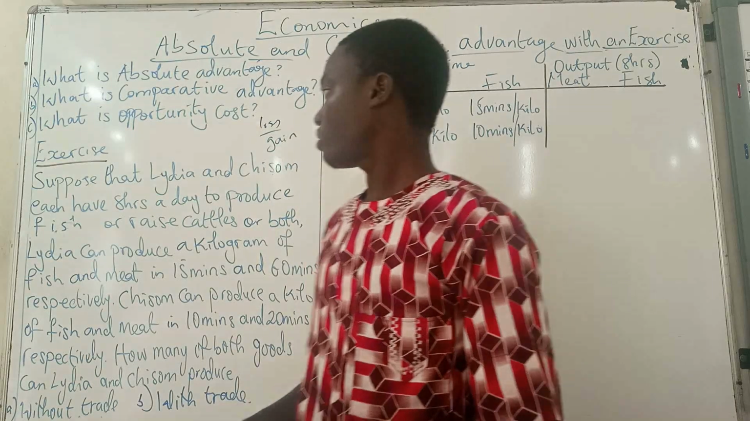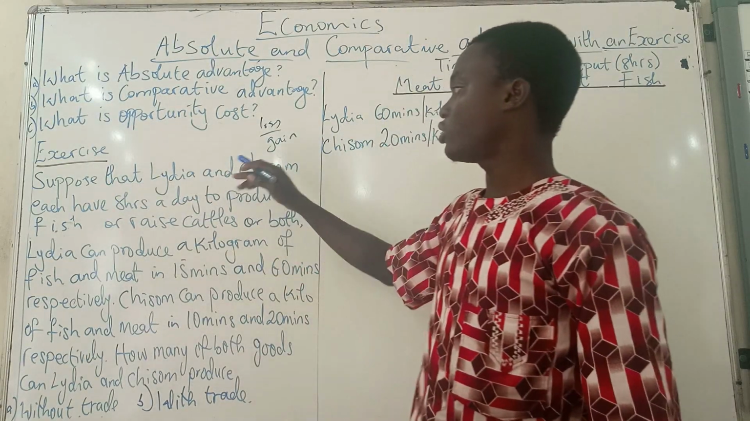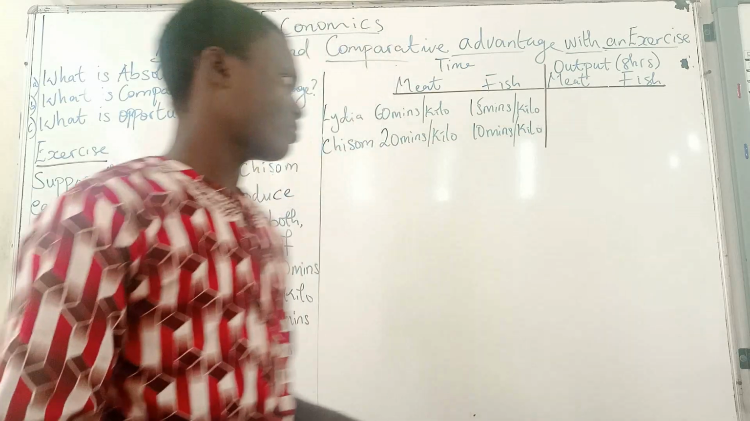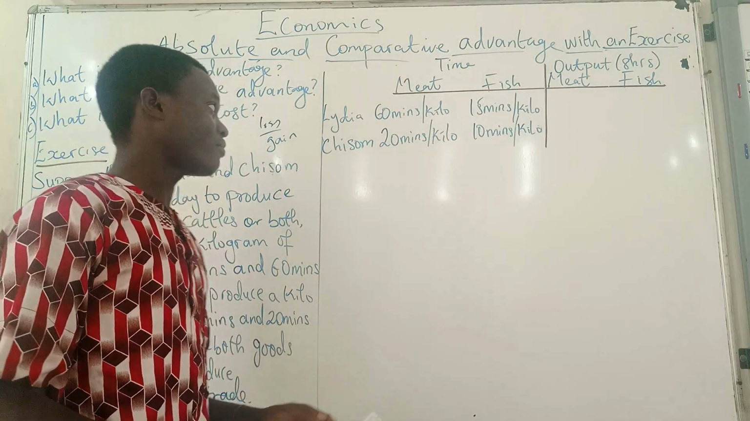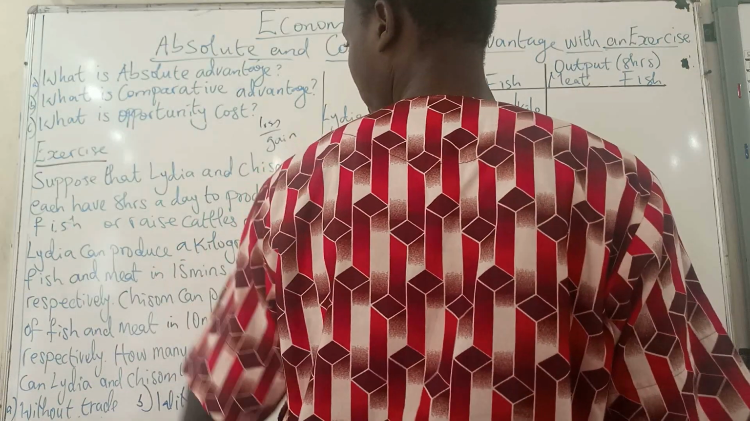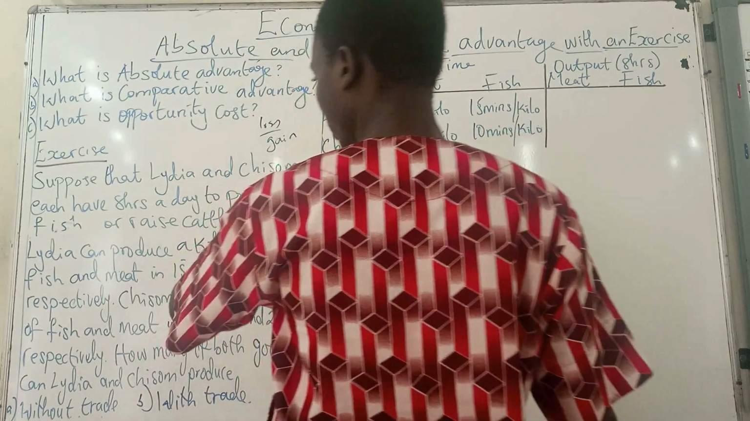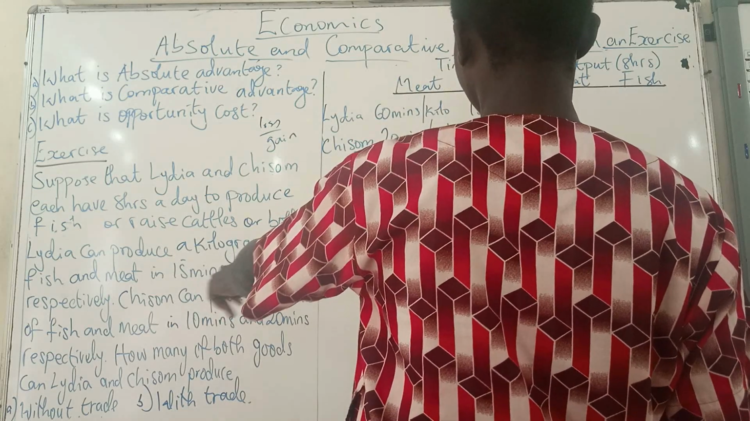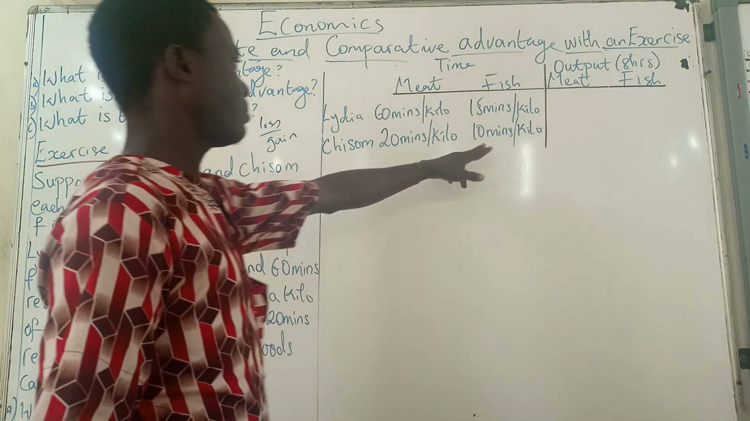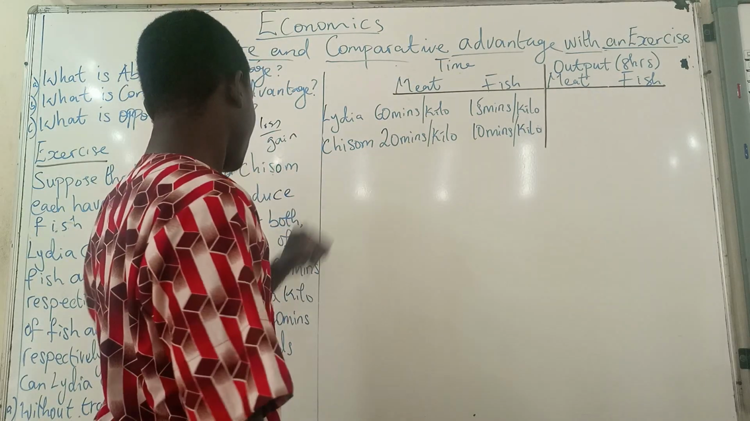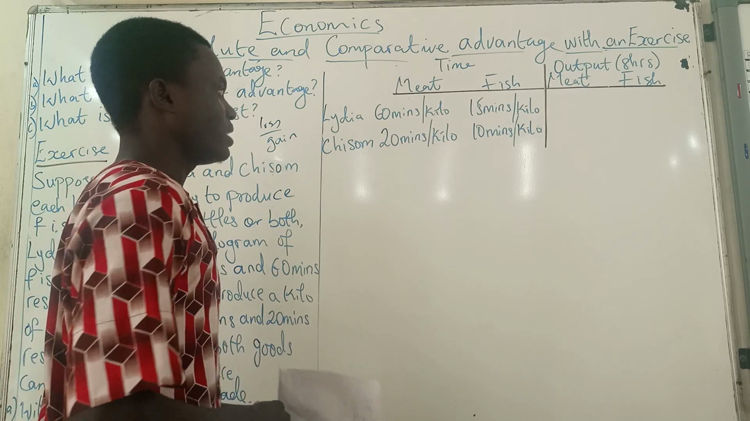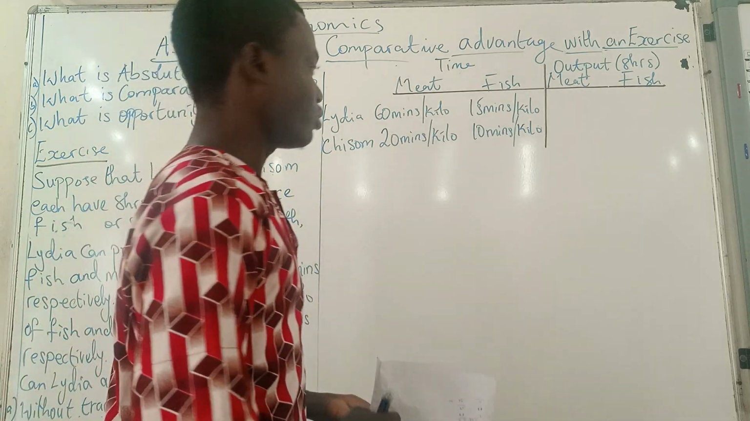Now remember that the question says, suppose that Lydia and Chisom each have 8 hours. So that is the total amount of time they have. Lydia can produce a kilogram of fish and meat in 15 minutes and 60 minutes respectively. Then Chisom takes 10 minutes for fish and 20 minutes for meat respectively. Now, in 8 hours, what would each of these people produce?